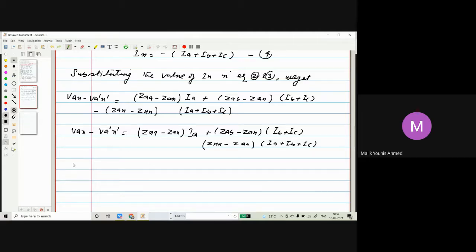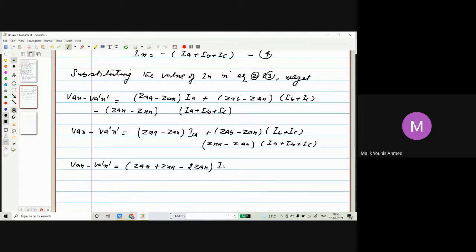So we further will simplify it now for writing a final equation. So that will be VAN minus VA dash N dash. So we'll take IA common now. If we take IA common, then it will become ZAA will come from here, ZNN will come from here, from A. Here from ZNN positive and negative will be only. One will be this ZAN. Okay, another will be this ZAN. So this will be 2 ZAN.